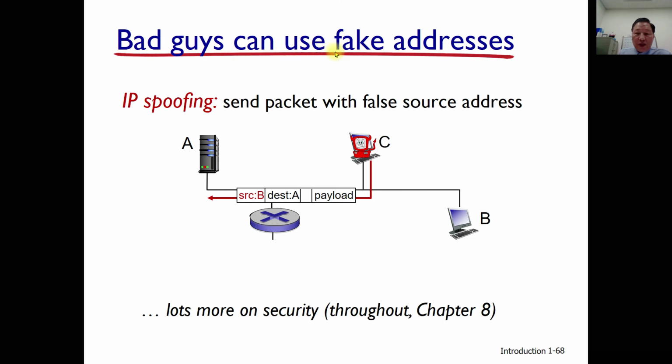Also, bad guys can use fake addresses. This one is inserting and modifying packets with the wrong source address. This is called IP spoofing. IP spoofing means sending a packet with a false source address, so the server will respond to that wrong address. More security is discussed in chapter 8, which explains all the security issues.